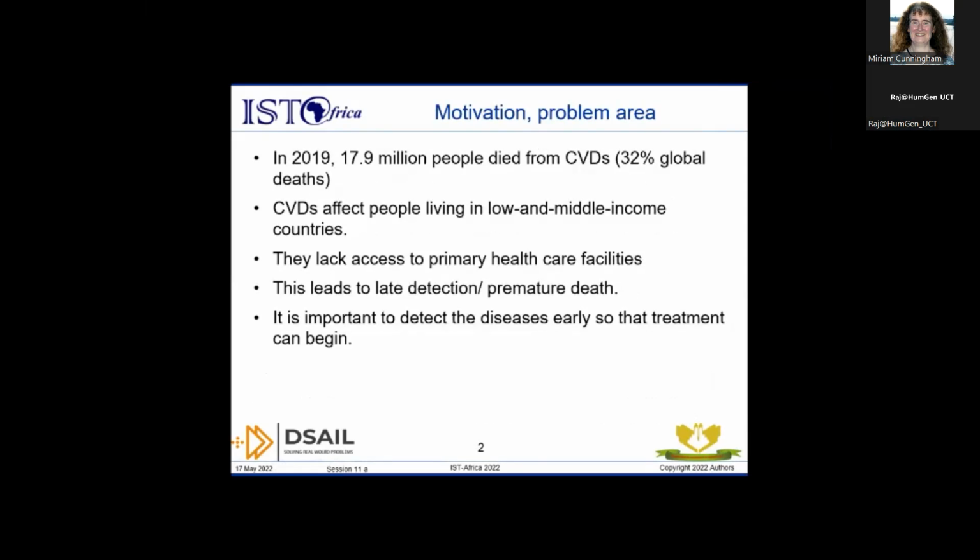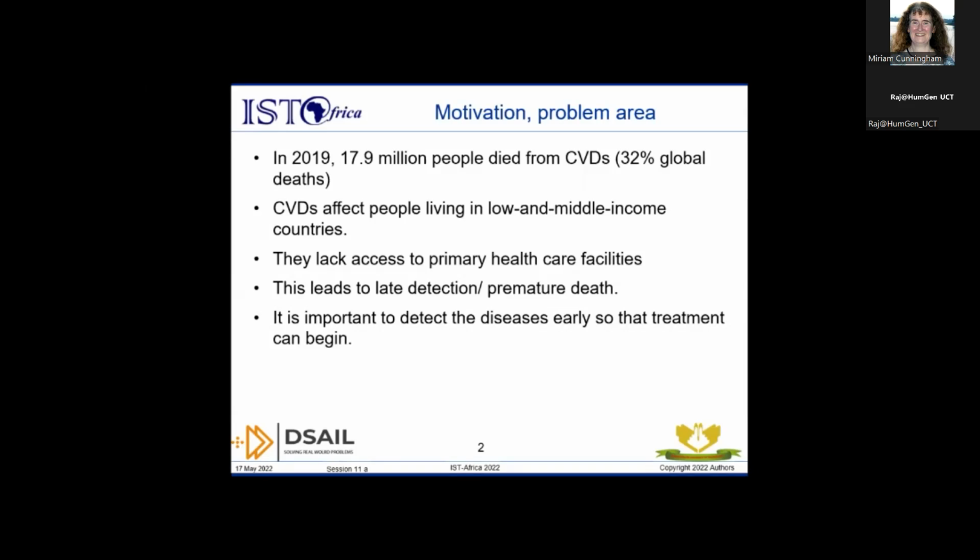The World Health Organization has estimated that cardiovascular diseases are the leading cause of death in the world. In 2019, for example, it was estimated that 17.9 million people died from cardiovascular diseases, and this was a total of 32% of the global deaths in that year.